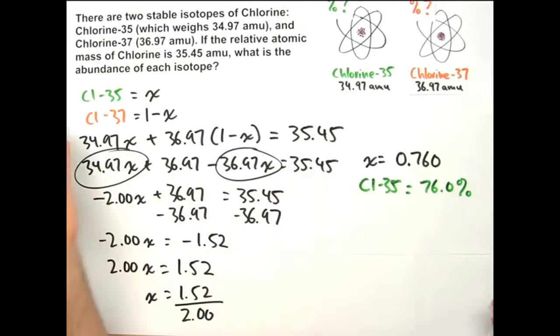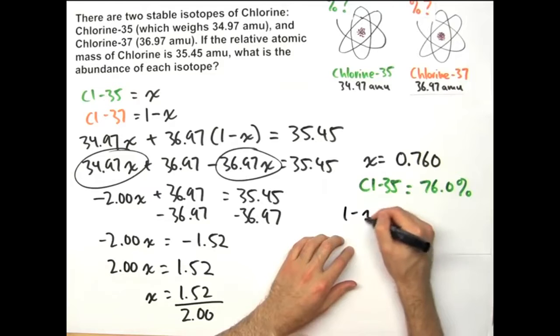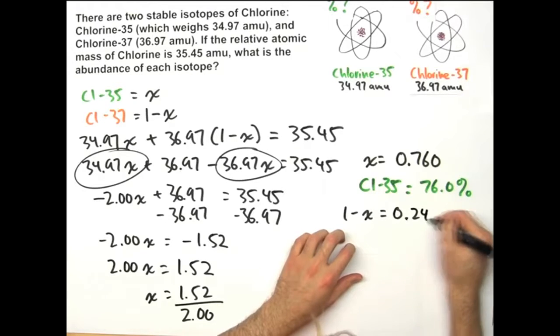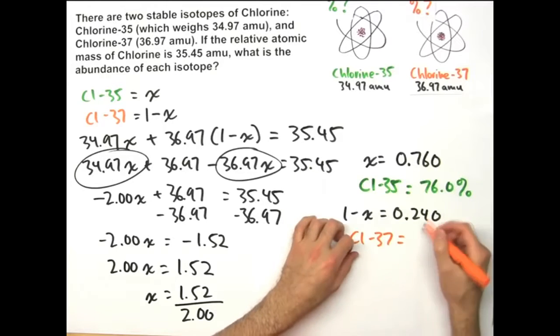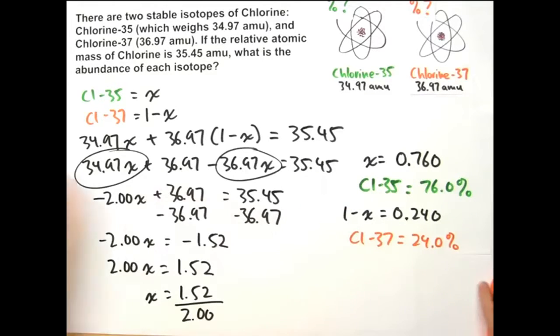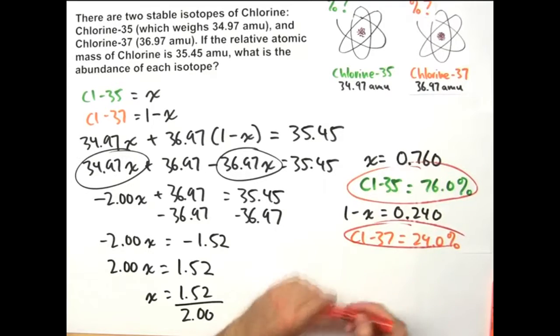Okay, now let's do the other part, which is chlorine-37. So that's going to be 1 minus x. It's going to turn out to be 0.240, and just multiply this by 100 to get the percent. I'm going to get chlorine-37's percentage equals 24.0%. So these are the two percentages that we were solving for.